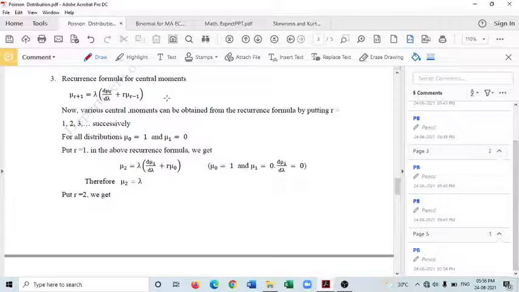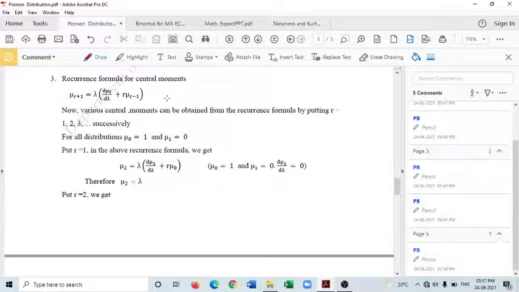So we are now coming to the recurrence formula. We have the equation mu r plus 1 equal to lambda d mu r by d lambda plus r mu r minus 1. This recurrence formula can be used to determine the successive moments. That is, if you know the first central moment mu1, we can determine mu2, and using mu2 we can determine mu3, etc. So it will act like a chain rule, and that is the advantage of this recurrence formula. We don't go into the derivation of this recurrence formula for central moments here.